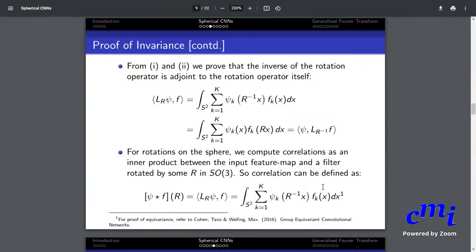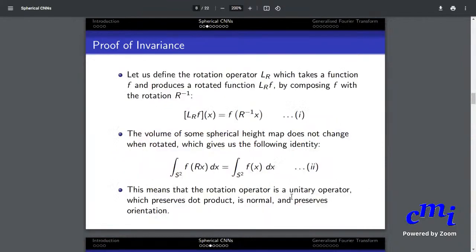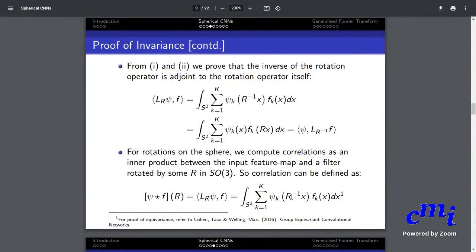So from the previous slides, we had equation 1 and 2, and we prove that the inverse of the rotation operator is adjoint to the rotation operator itself. These 2 equations are the proof, basically. Using 1 and 2, we get this small proof.